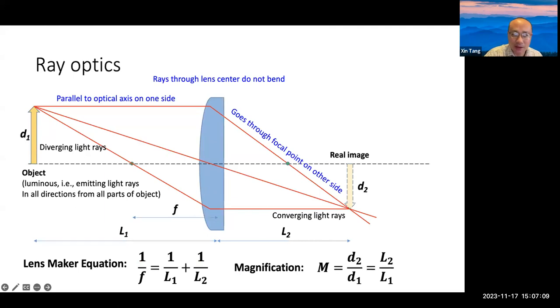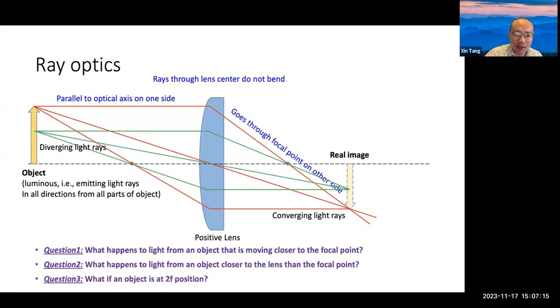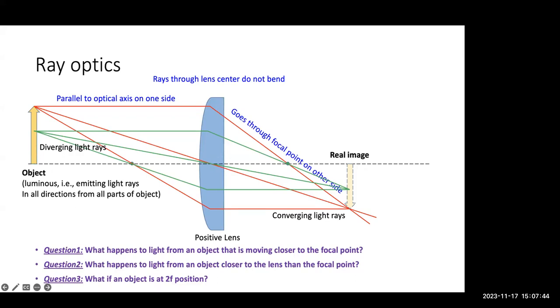Also, we asked you to think about 3 questions. Now, I want to ask you, have you thought about these 3 questions? Can you give me the answers? The first question is, if this object moves closer and closer towards the lens, towards this focal point, what will happen to this real image? I think the real image would get larger. It will get larger and larger.